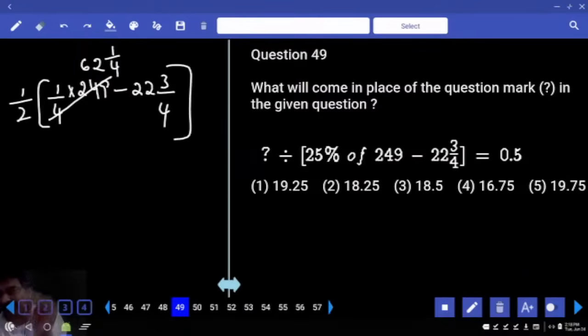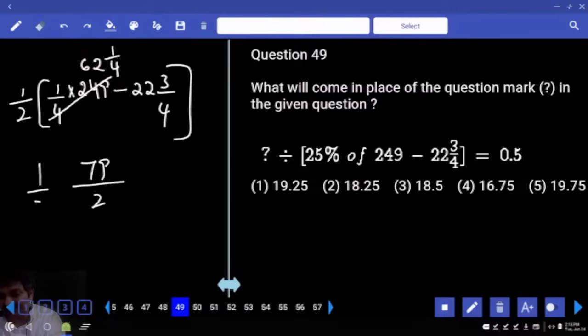22. Let's subtract 22 first. Otherwise, subtract 23 and add 1 by 4 later. Subtract 23. 39, and add 1 by 4. 39, 2 by 4, which is 1 by 2. 39, 1 by 2. 39 2 times is 78 plus 1, 79 by.